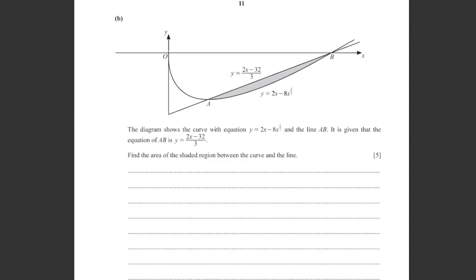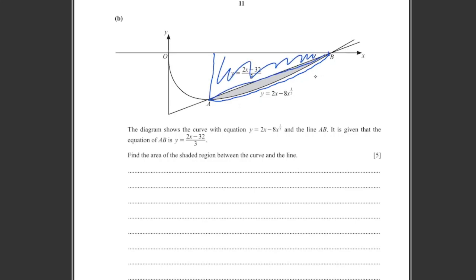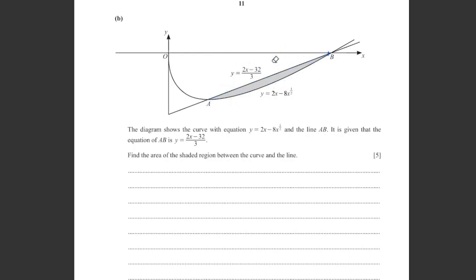The way we can do that is if you realize this curve has some area underneath it, which is all of this area, and this line has some area underneath it, which is this area. If we subtract the area under the line from the area under the curve, we get our shaded area. We need to know our two points, A and B, and we do know them because we found them in part A. The x coordinate of A was 4, and the x coordinate of B was 16.